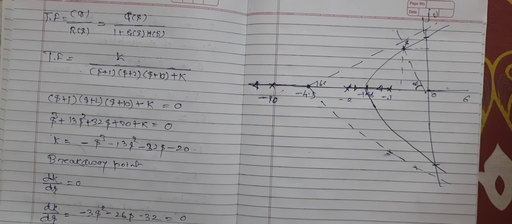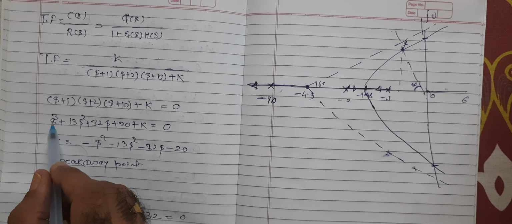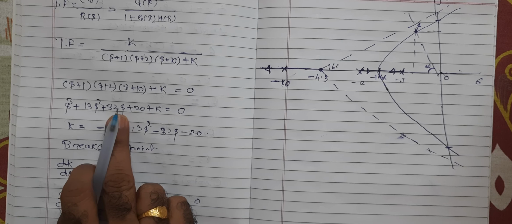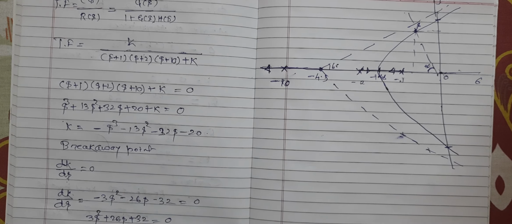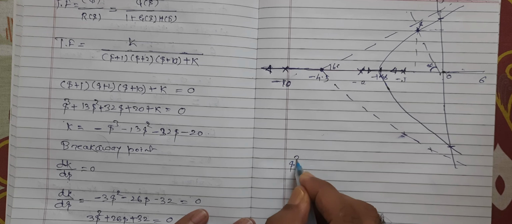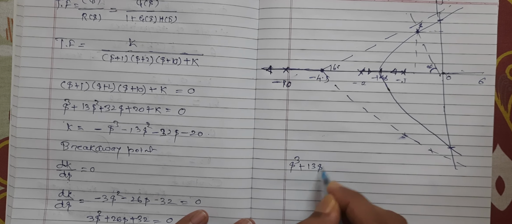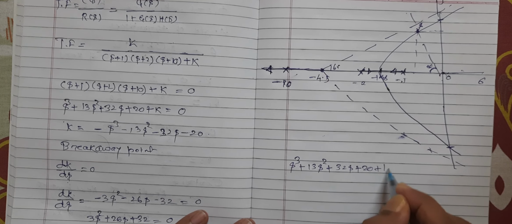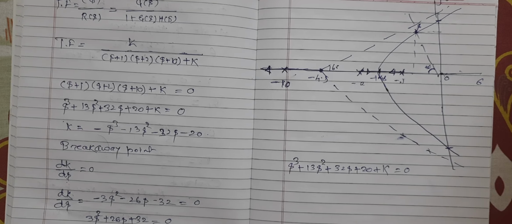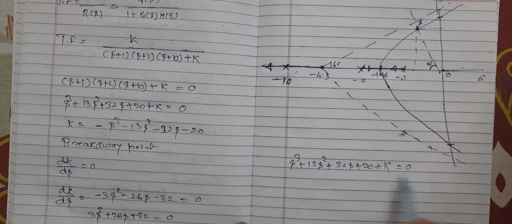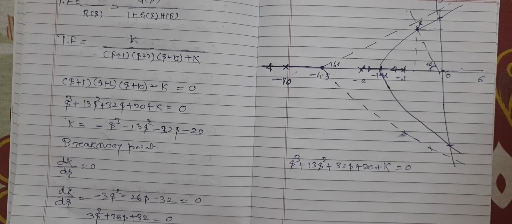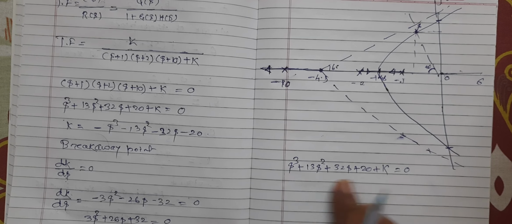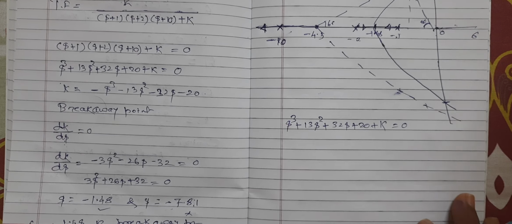Now to find out this point, we know the equation: S cube plus 13s square plus 32s plus 20 plus k equals 0. For this equation we have to apply the Routh's criteria.